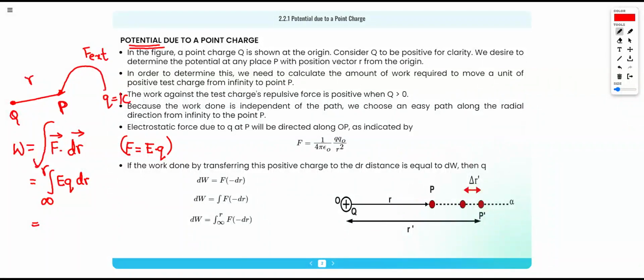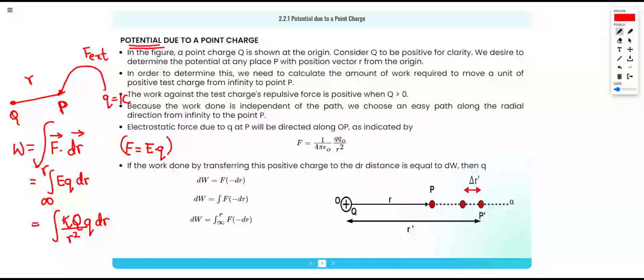So what we can do, we can write the formula for E. What is the formula for E? E is K, our constant, Q, the main charge, upon r square, into q dr. K Q upon r square into q dr. Done. Now what?